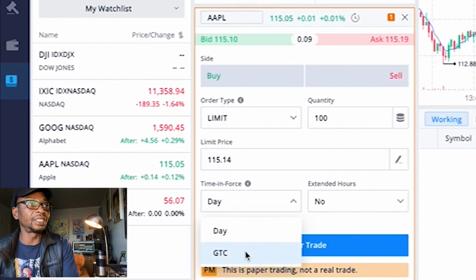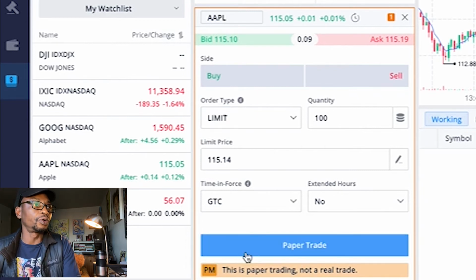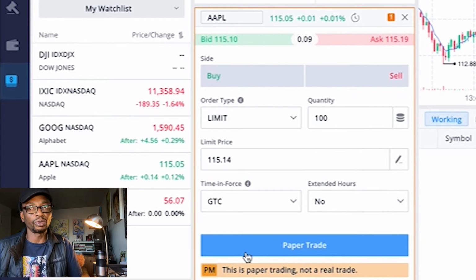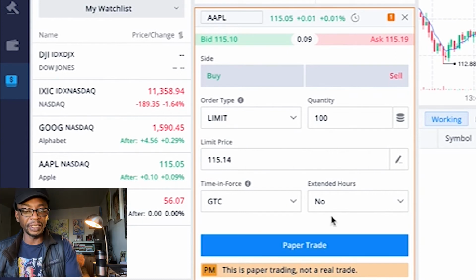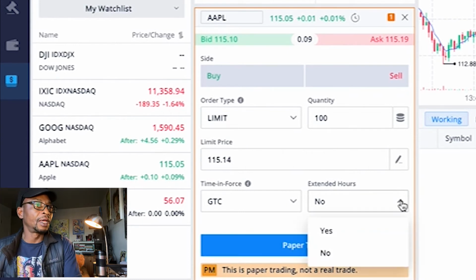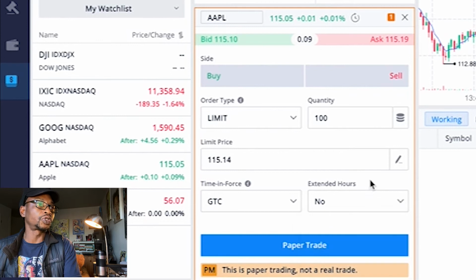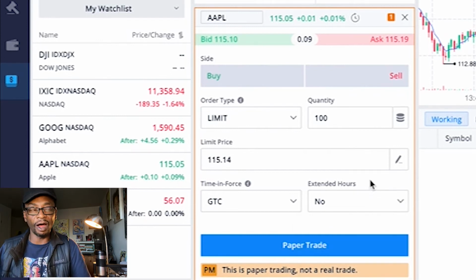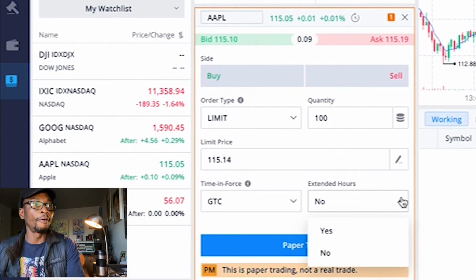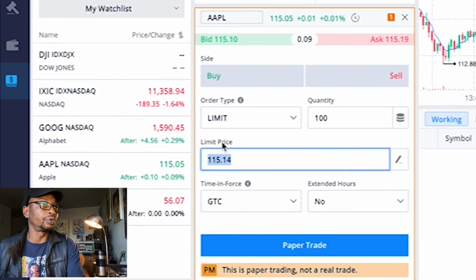But if you want it to be placed whenever is opportune, then you go for good till cancelled. That's what GTC stands for. And that way your trade will be executed when your price point hits. Extended hours, yes or no? Some stocks will trade after hours, so you need to be sure you know what you want to do with that. Over here we have the limit price.